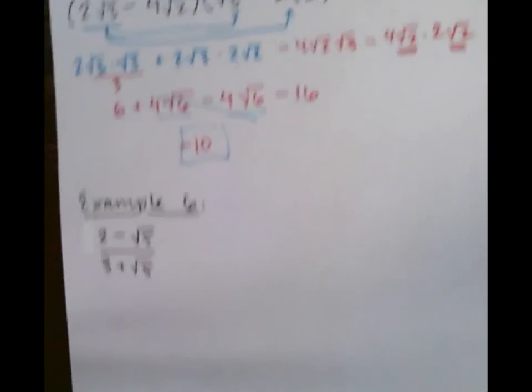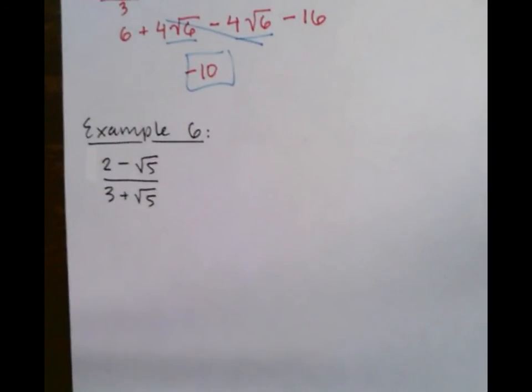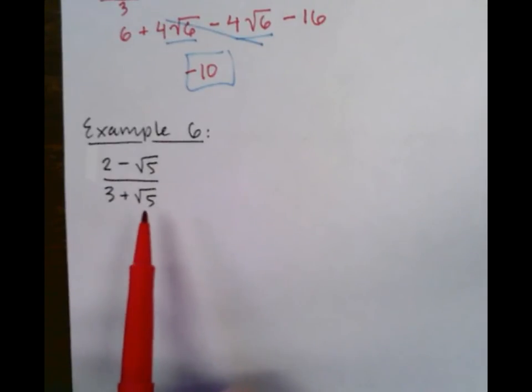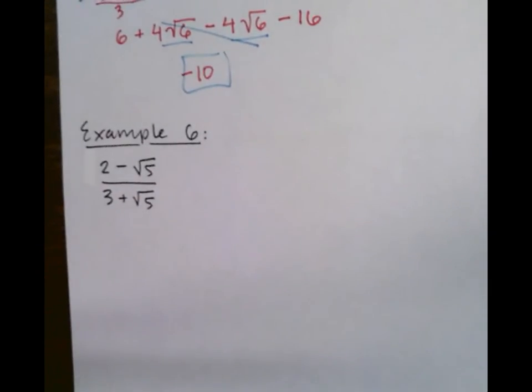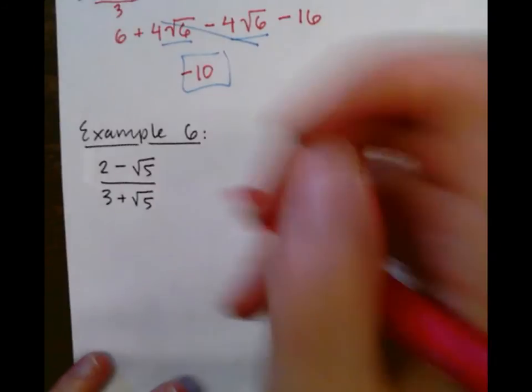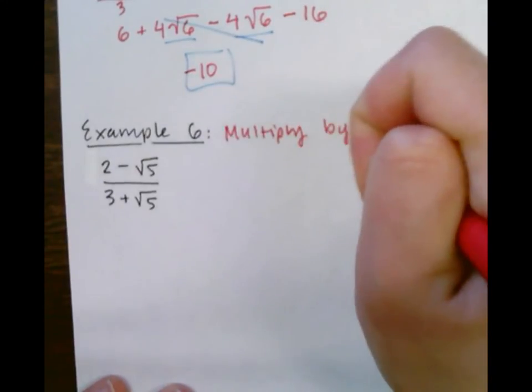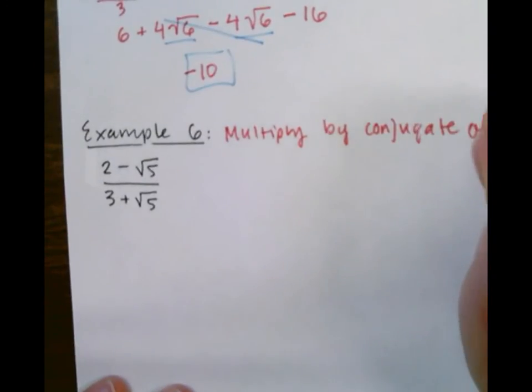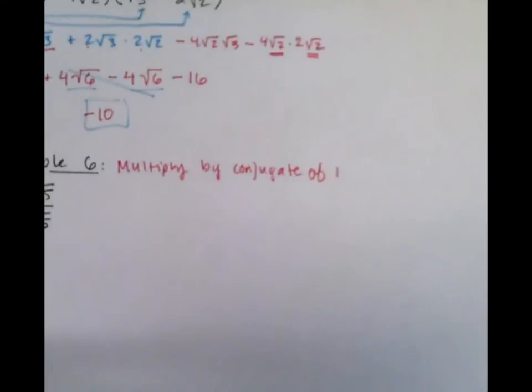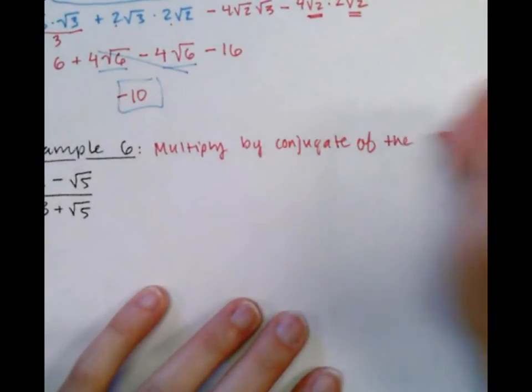One last example for you today is with division. Dividing radical expressions is very similar to dividing when we're using imaginary numbers. When we're dividing imaginary numbers, we don't want an i in the denominator. When we're dividing radical expressions, we don't want a radical in the denominator. So the way we get rid of it is by multiplying by the conjugate of the denominator.